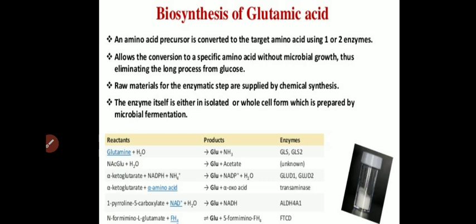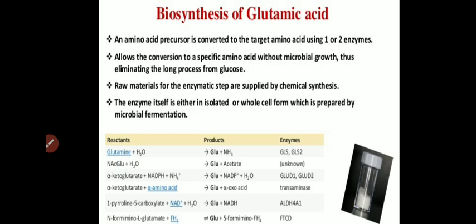Whereas if we use microorganisms, then we have to supply different kinds of raw materials like sugars, and they will convert these sugars into acids. It is a very long process. It requires the production of culture, and nutrients are also required. So if we want to produce any particular amino acid in less time, in less quantity, then it can be produced by using one or two enzymes.